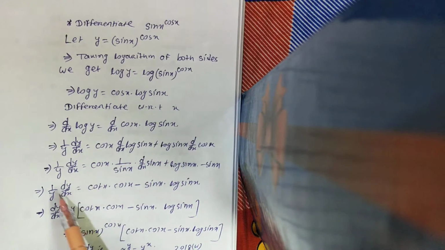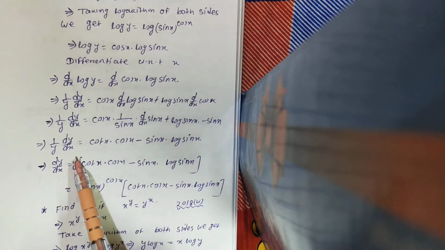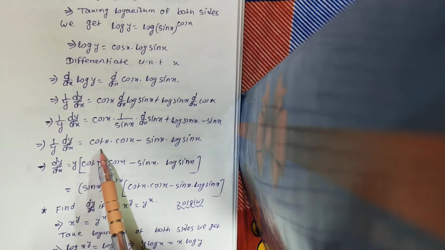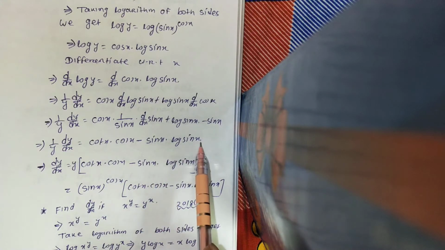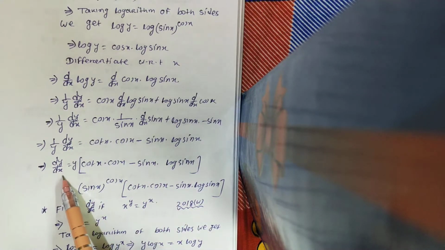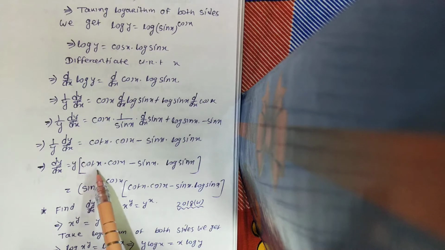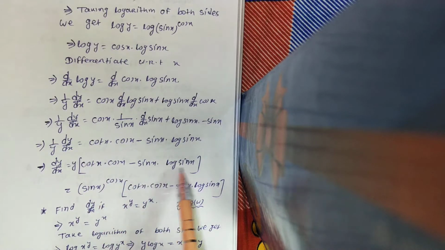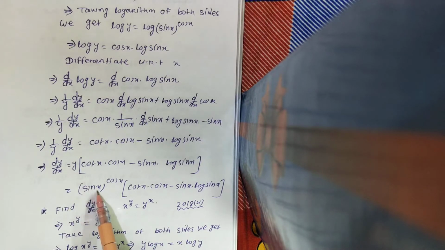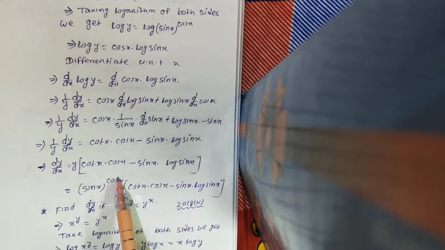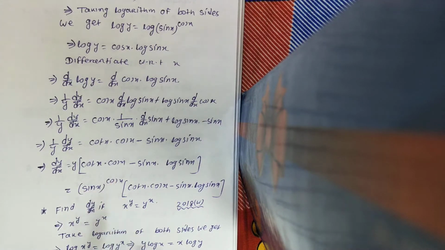Okay, next 1 by y dy by dx equals cos x by sin x, that is cot x, derivative of sin x is cos x, minus sin x into log sin x. Now dy by dx is what? y whole into cot x into cos x minus sin x into log sin x. Then put the value of y here, that is sin x to the power cos x. Already the question is given in the form of sin x whole to the power cos x whole into cot x into cos x minus sin x into log sin x.